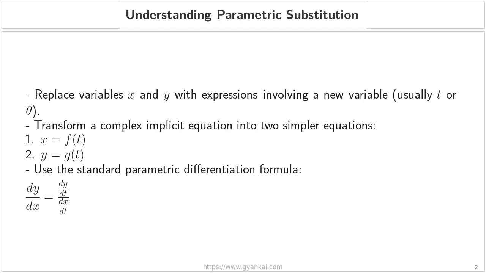Once we have these two simpler functions, we can find the slope of the curve using the standard parametric differentiation formula. This formula states that the derivative of y with respect to x is equal to the derivative of y with respect to t, divided by the derivative of x with respect to t. In the next slide, I will explain how to identify which specific substitutions to use based on the geometric form of the equation you are facing.